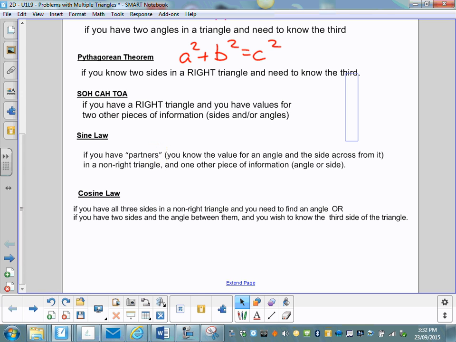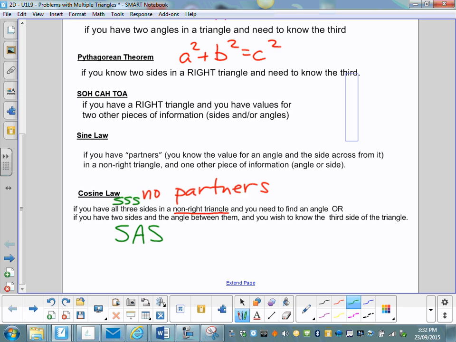And we use the cosine law in a similar situation when we've got a non-right triangle. If we do not know partners, then we can use the cosine law, or coleslaw, as you might want to call it. We can use the cos law when we don't have partners, and there are two versions. There's one version we use when we know all three sides, and the other version we use when we know two of the sides and the angle in between them.